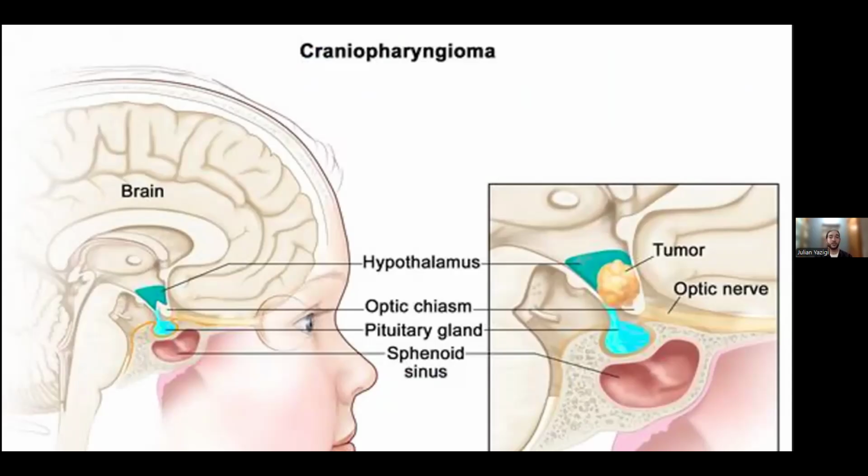In short, craniopharyngiomas should be conceptualized not merely as a tumor, but as a chronic neuroendocrine disorder where the principal challenge lies in preserving hypothalamic and pituitary function while trying to achieve durable tumor control.